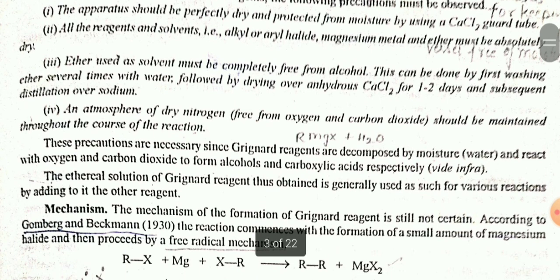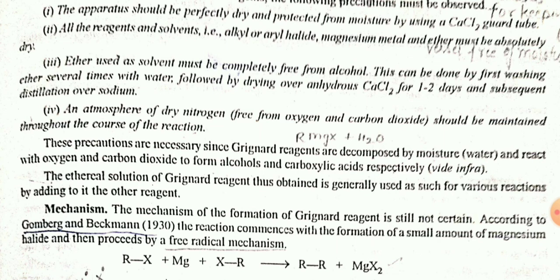Third, ether used as solvent must be completely free from alcohol. This can be done by first washing ether several times with water, followed by drying over anhydrous CaCl2 for 1 to 2 days and subsequent distillation over sodium.